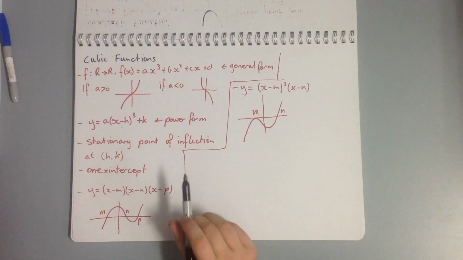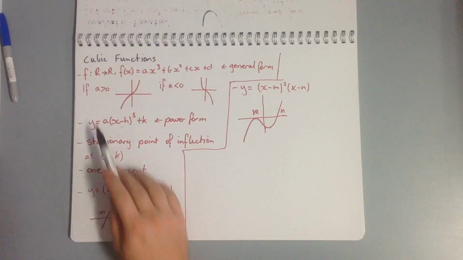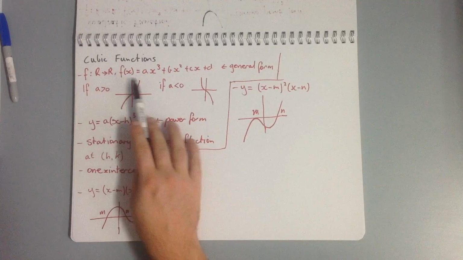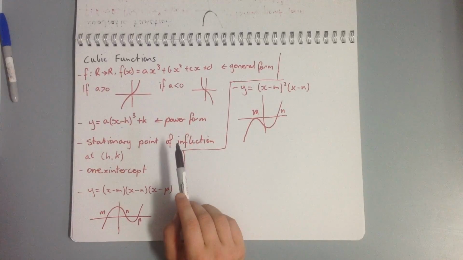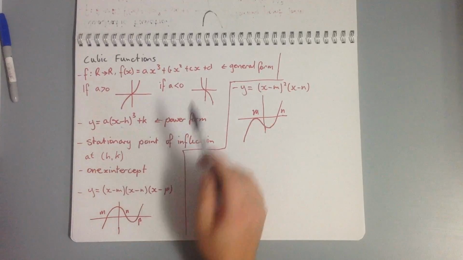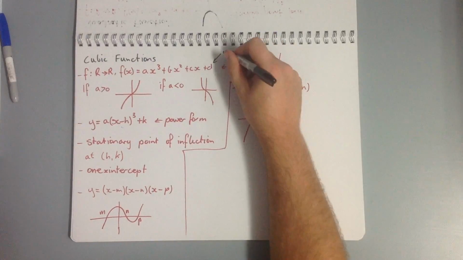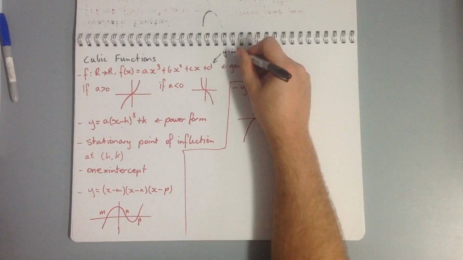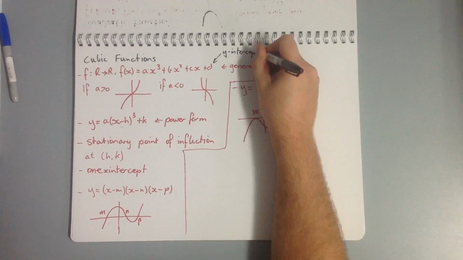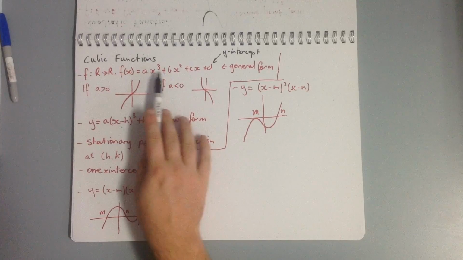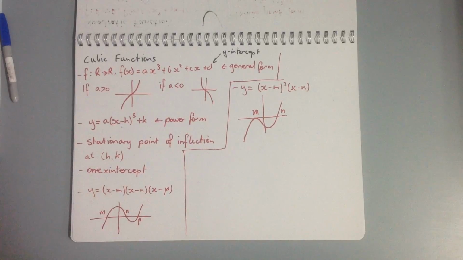Our cubic functions. Okay, our general form for cubics is f defined as going from R to R, f of x equals ax cubed plus bx squared plus cx plus d. In this case, our d would be our y-intercept, because remember we find our y-intercept by letting x equals 0. So the other terms are all going to drop out.